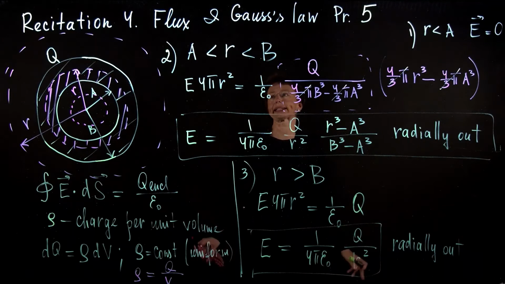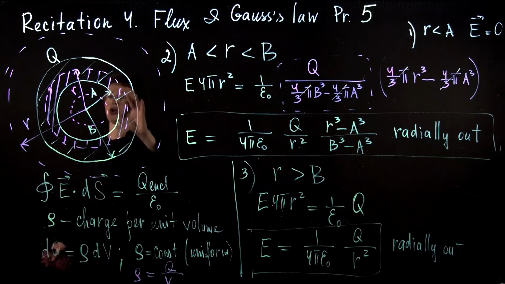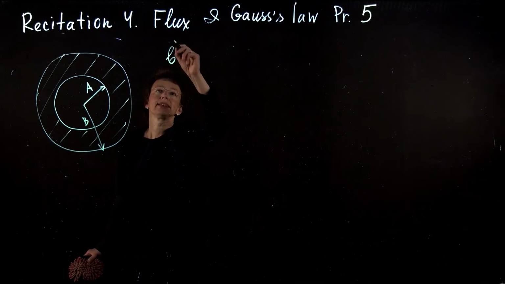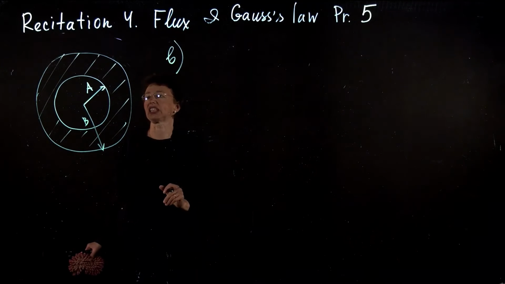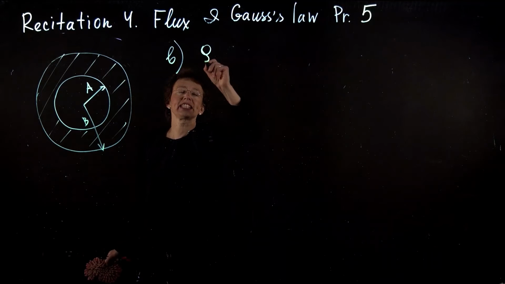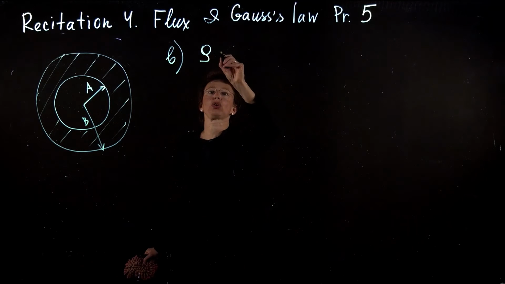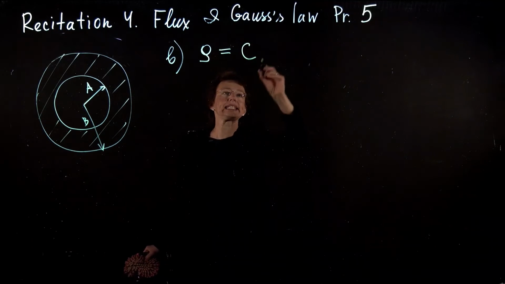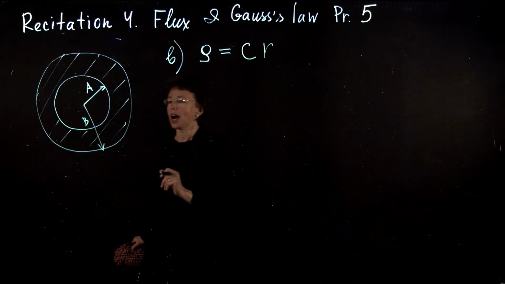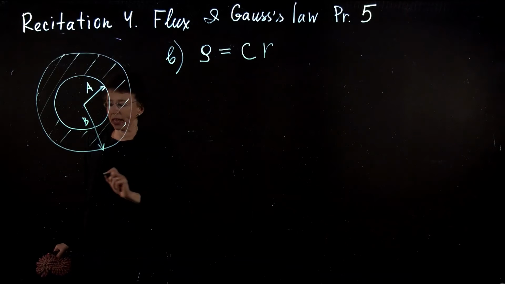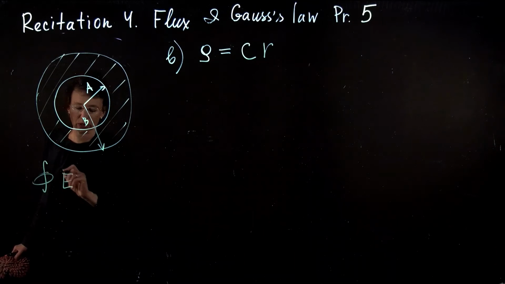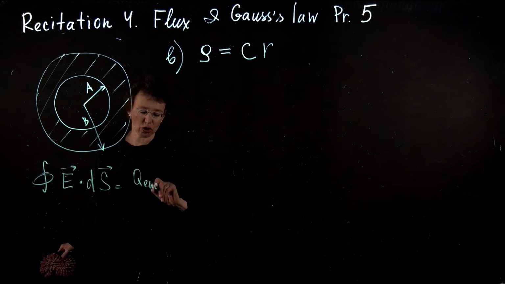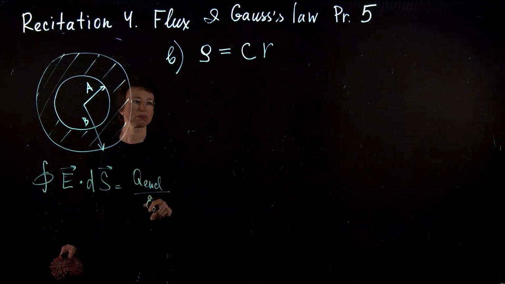So we are done with part A for uniform distribution of charge within this insulating spherical shell. For part B, charge is not given. Instead, charge density, charge per unit volume, is given. Rho is equal to a given constant C times R. I need to find the electric field everywhere, and again we will be using Gauss's law. Integral E dot dS is equal to charge enclosed divided by epsilon naught.